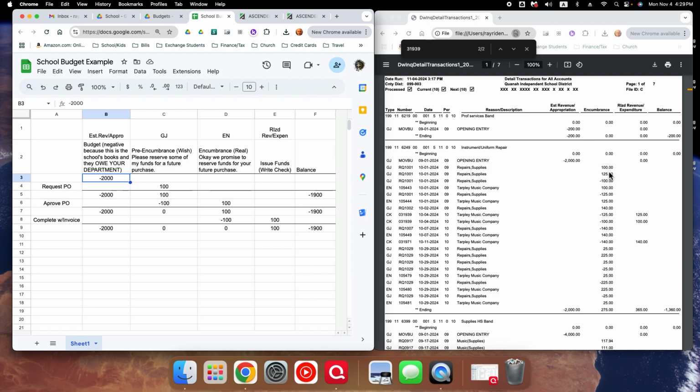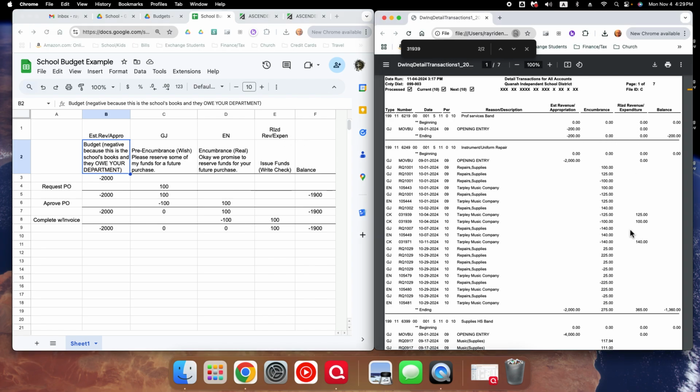I got to talk to you about this. The estimated revenue and appropriations is the budget, but this is what the school calls it. But it's really your budget amount. Okay? Let's skip these two for a moment and go to realized revenue and expenditures right here. That's checks. That's all it is.